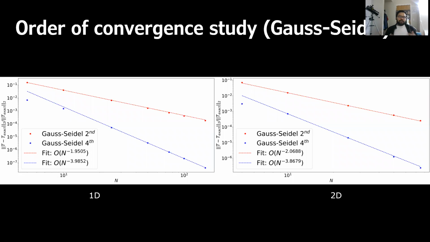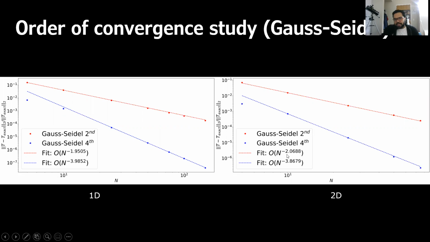Now coming to our favorite, the order of convergence study. On the left, you have one-dimensional results. On the right, you have two-dimensional results. As you can see, the second order is close to second order, because this is a fit from a Python function, and this is fourth order. So you can see that the error reduces very rapidly, even for the same number of n. And if you go to the right-hand side, you'll find that we still achieve the same order of accuracy.